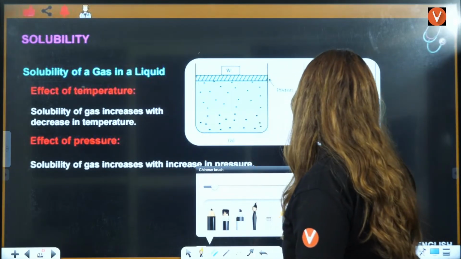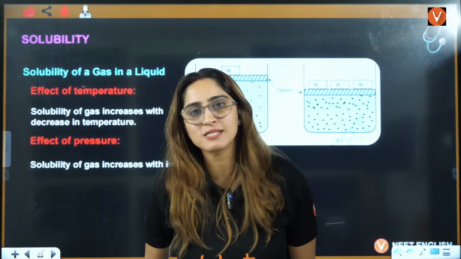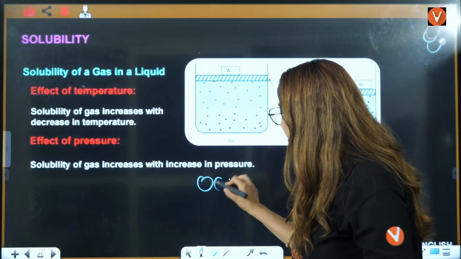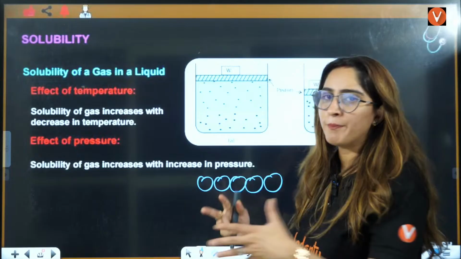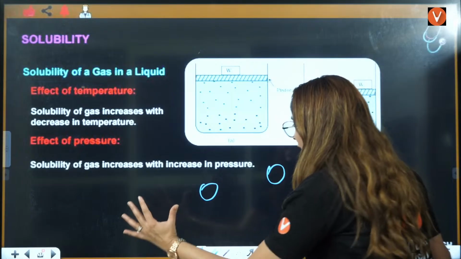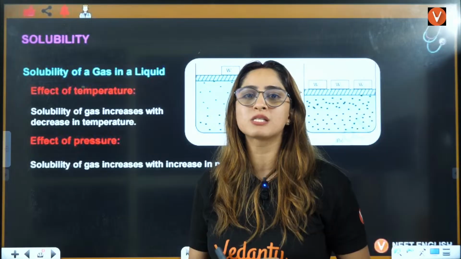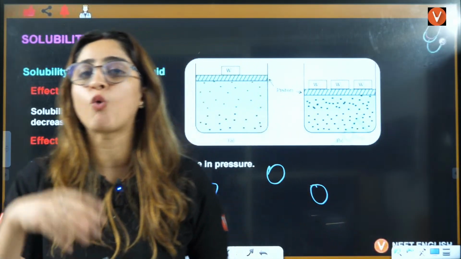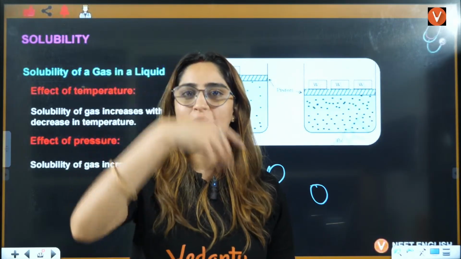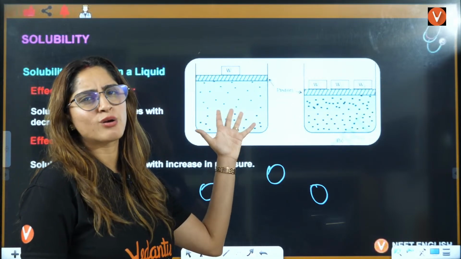Tell me one thing. If you increase the pressure more, what will happen? Gas is compressible. Solid molecules are already very near to each other, right? You can't compress them more. But gas particles are far away from each other, so you can compress them. When you compress the gas molecules, they will come closer to each other. And what is solubility? When molecules are more friendly with each other, that is solubility, right? When molecules are far away, they are not talking to each other.